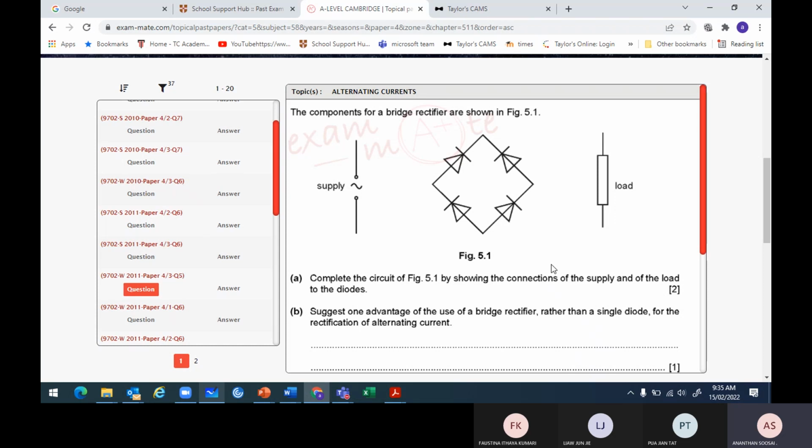Okay, so this question: complete the figure showing the connection of the supply and the load to the diodes. Complete the circuit. So where do you attach the supply? Do you attach the supply to the top, or here to the side? Where do you think it's going to go? If you put the supply at the top, is the current able to flow? Cannot be right. It has to be at the side. So the supply should be at the side.